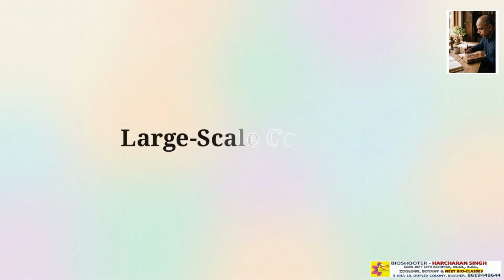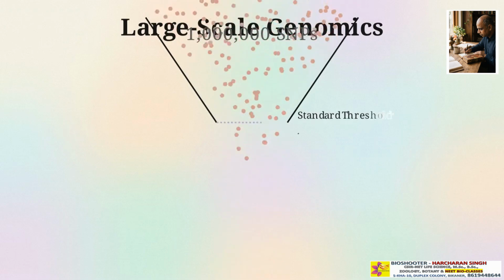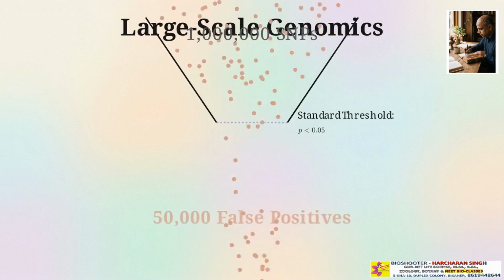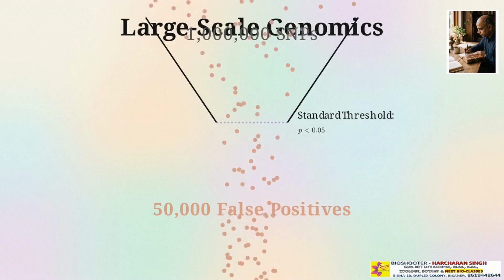This animation shows the statistical trap waiting in large-scale genomics. If you test 1 million independent SNPs against a standard probability threshold of 0.05, random chance dictates that roughly 50,000 false positive associations will slip right through.